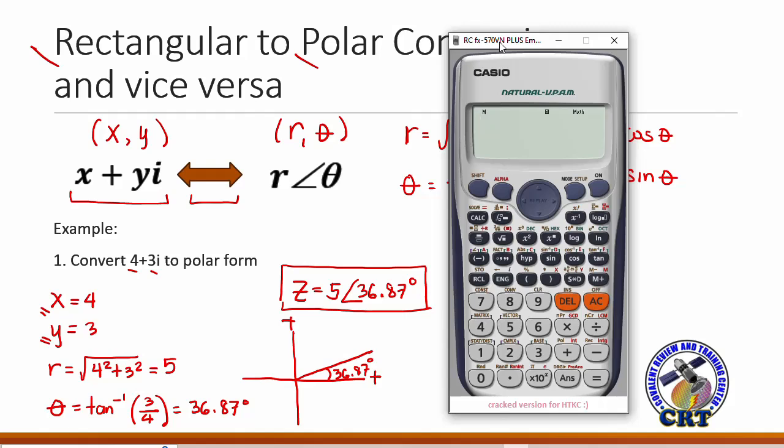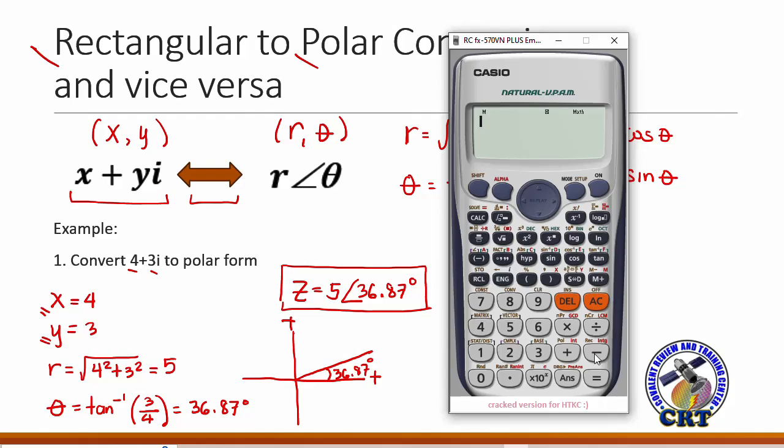Next, let us now perform the conversion using the calculator's pole or rect function. To do that, check the location of the pole or the rect function on your calculator. In this calculator, pole is located above the positive or the addition button. By the way, pole is polar. Then rect is rectangular, located above the minus button.